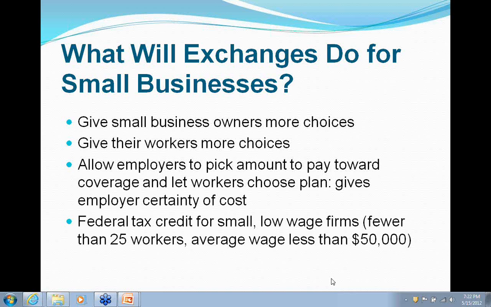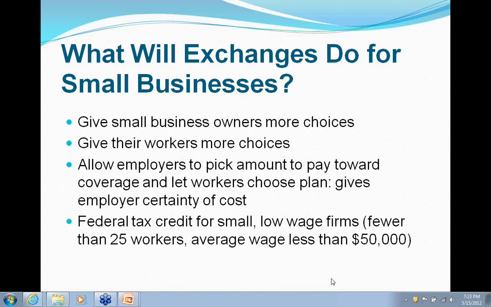Exchanges will offer help for small businesses that they don't now have. One thing it will do is give small business owners more choices of plans. They may now go with their particular workforce, 10 employees, 2 of whom have diabetes, 1 has cancer, a couple costly conditions, and go to an insurer to see what they can get. They're going to have many more options available through the exchange because it is this organized marketplace. It will also give their workers more choices.